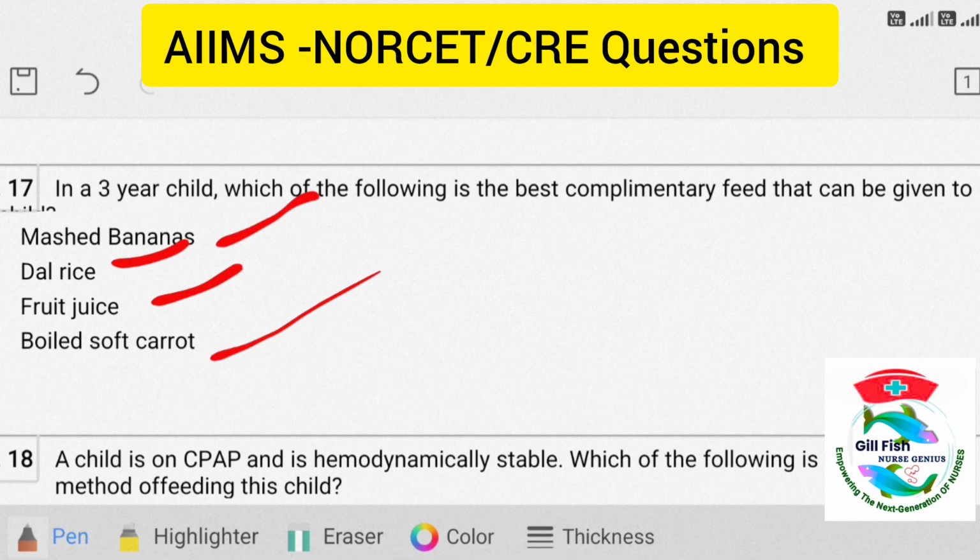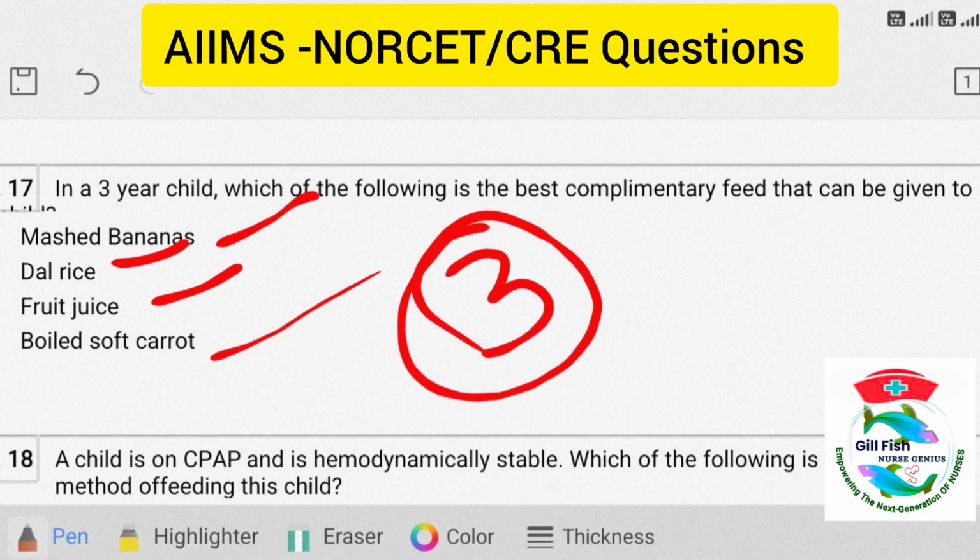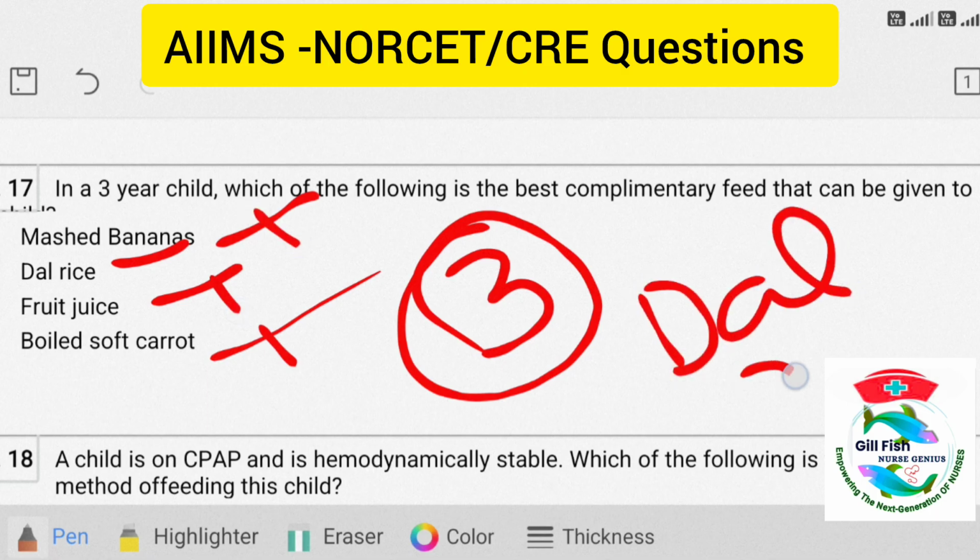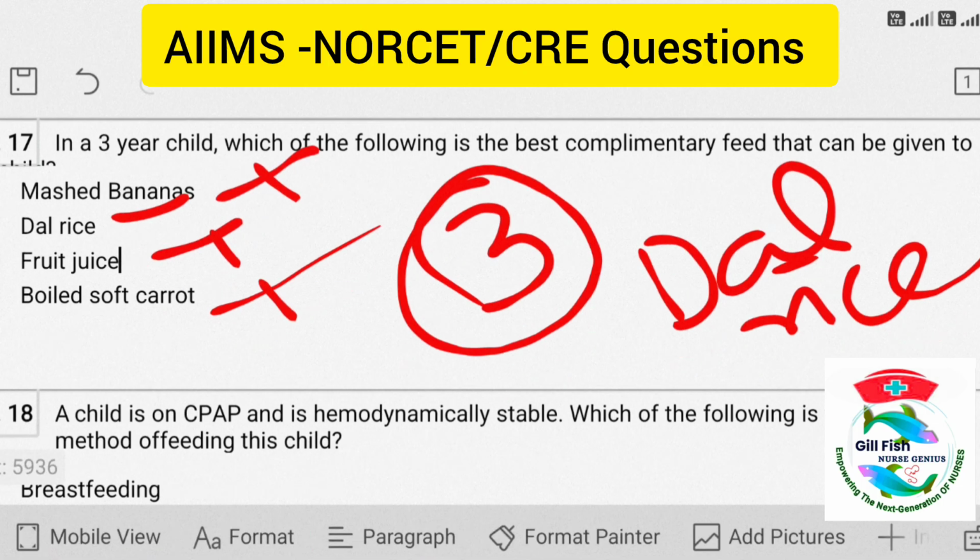So which type of food do we have to give for a 3-year-old? The child is 3 years of age, so needs to be a healthy baby. What do you have to advise? Dal rice. We have to administer dal rice. That will be the correct answer. So option 2 will be the correct answer. Next, move on to the next question.